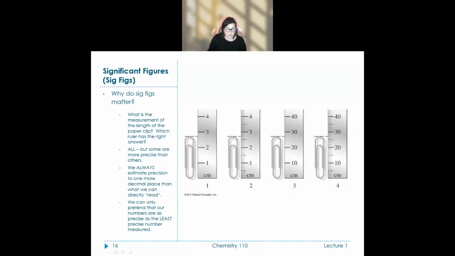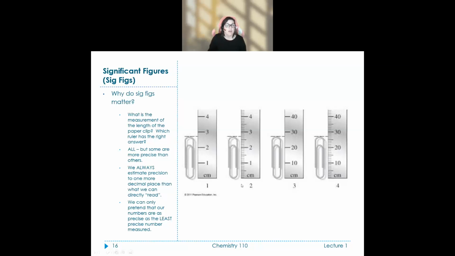If I were to look at this one, I know that it's more than 2. It's less than 3. That hasn't changed. But now I can go 2.5, 2.6, 2.7, and it's slightly above that 2.7. So now I know it is actually 2.7, but it's 2.7 something slightly higher than that, 2.72, because I'd say it's less than halfway in between the 7 and the 8. So that's what we're talking about. We always estimate 1 digit beyond what we have actual numbers for. We always estimate precision to 1 more decimal place than what we can directly read.